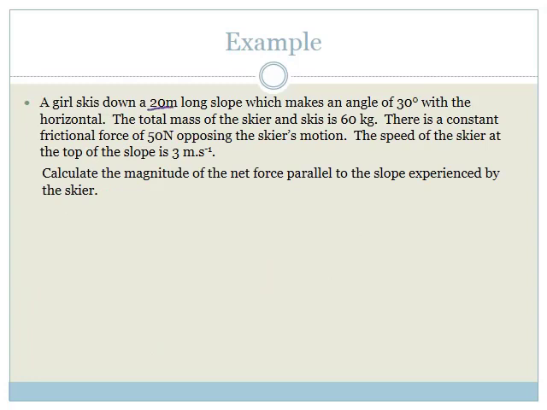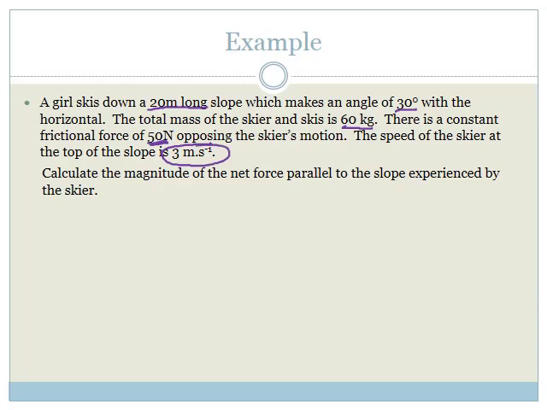A girl skis down a 20-meter long slope which makes an angle of 30 degrees with the horizontal. The total mass of the skier and the skis is 60 kgs, and there is a constant frictional force opposing the skier's motion. And the speed of the skier at the top of the slope is 3 meters per second.